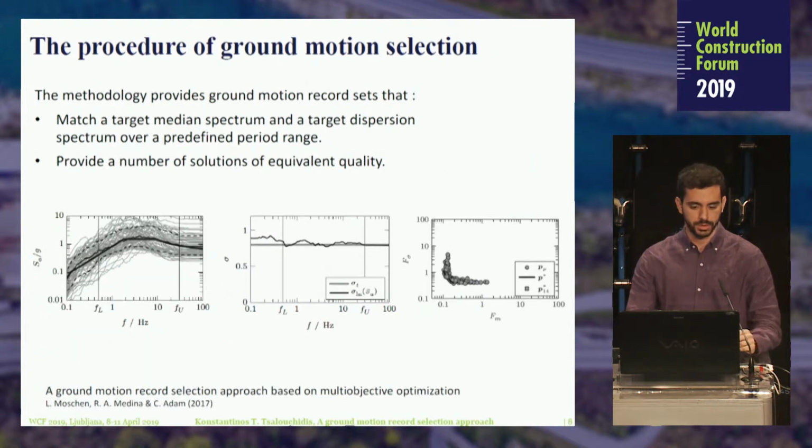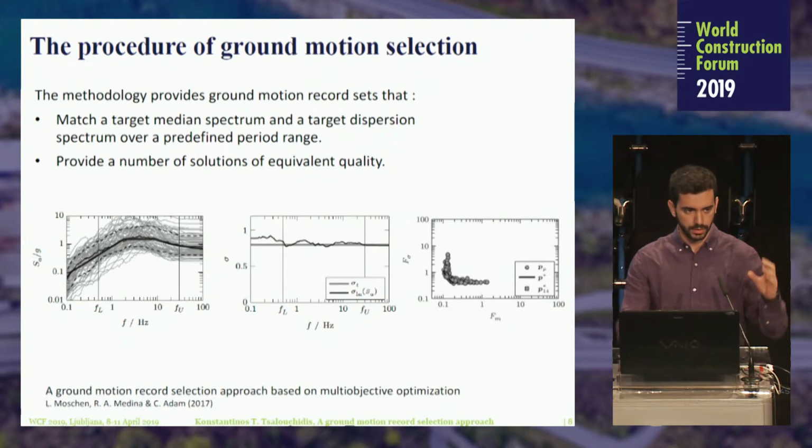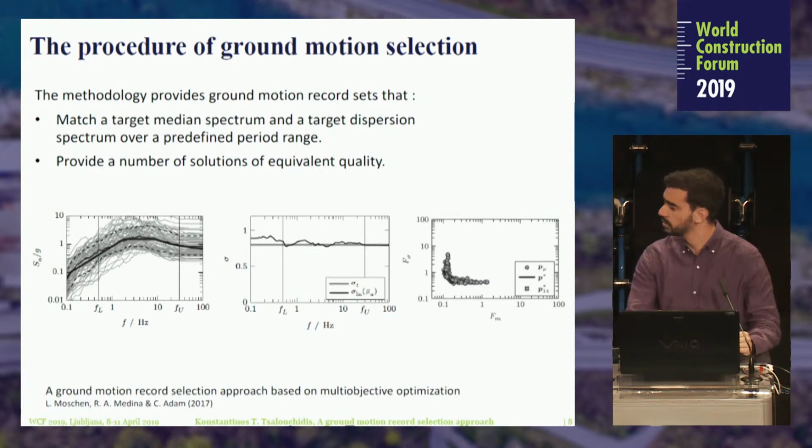So here's the procedure that I'm presenting, and as you might expect, it can match a target median spectrum and a standard deviation spectrum over a period range. On the first plot, you can see the target median spectrum and the record set that matches these objectives, and on the second one, you can see how it matches the standard deviation spectrum.